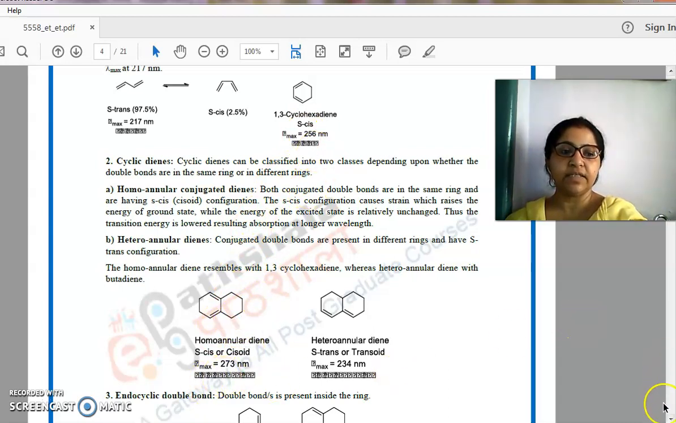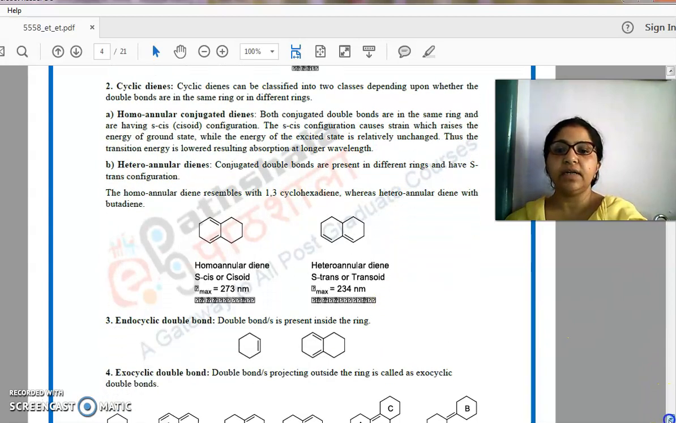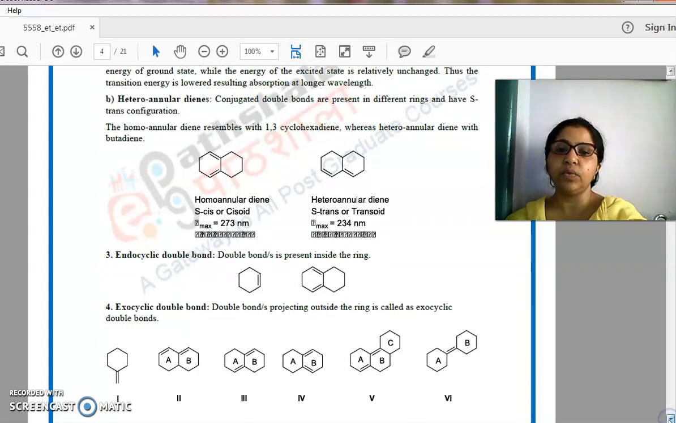So next let us go to another terminology, that is endocyclic double bonds. What is an endocyclic double bond? A double bond present inside the ring is an endocyclic double bond. Now exocyclic double bonds mean double bonds present outside the ring. Supposing this one is exocyclic. This one is exocyclic to this ring B.